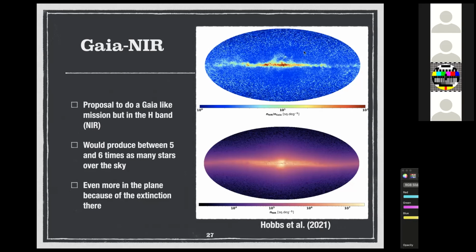This is not taking confusion into account, so it might not be quite as good as this, but certainly going to be many, many more stars, especially in the plane where we can get out to really see the galactic bulge in its entirety and maybe even to the far side of the galaxy. Okay.